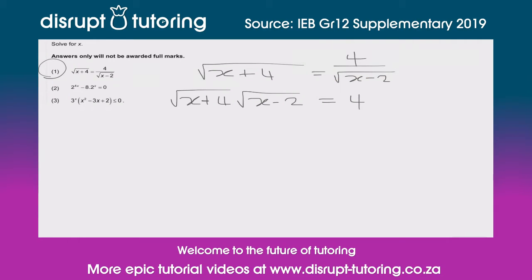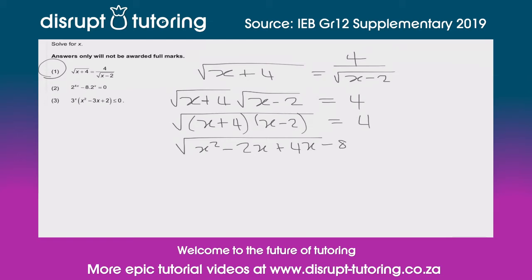What I'm going to do next is extend that line. So that's going to be root of x plus 4 times root of x minus 2. So I've merged the surds essentially, equals 4. Then I'm going to multiply out using my FOIL. So I take that, multiply those, then I take that, multiply those. That's going to give me x squared minus 2x plus 4x minus 8. That equals 4. Let's simplify the left-hand side now. So when I do that, I'm left with x squared, then minus 2x plus 4x gives me plus 2x, minus 8 equals 4.